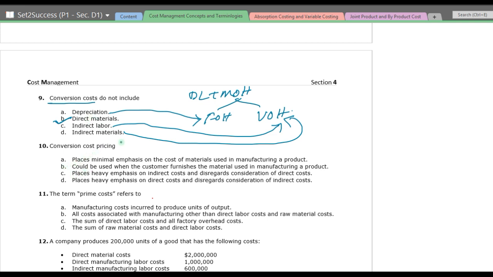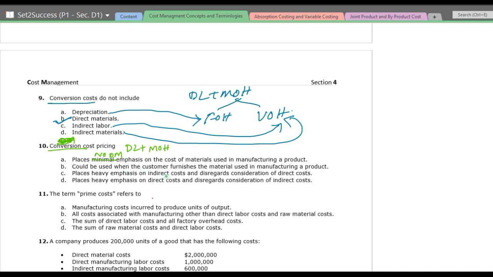Next. Conversion cost pricing. First, let us understand what conversion cost pricing is. Conversion cost pricing is where customers will provide you the material, and the manufacturer will perform the work on it. So let us see. In conversion cost, we have no direct material. Conversion cost is direct labor plus MOH. So let us see where it fits. Places minimal emphasis on the cost of material used in manufacturing a product. No direct material in conversion cost.